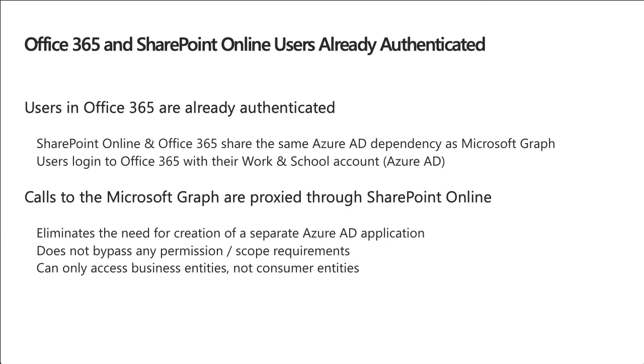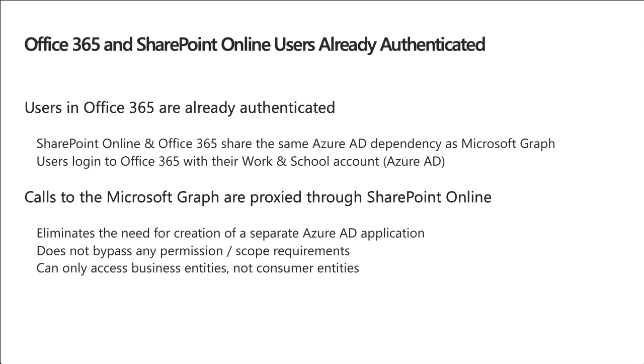Now, we talked about this in the last section, but let me just recap this. When you come to SharePoint Online and you're going to run a SharePoint Framework solution, you're already authenticated. You're authenticated because you had to log in to Office 365, which means that you're logging into a work and school account using, under the covers, Azure Active Directory. This means that SharePoint Online and Graph, because they both share the same dependency, you don't have to worry too much about the authentication story with your users when you're building a SharePoint Framework solution.